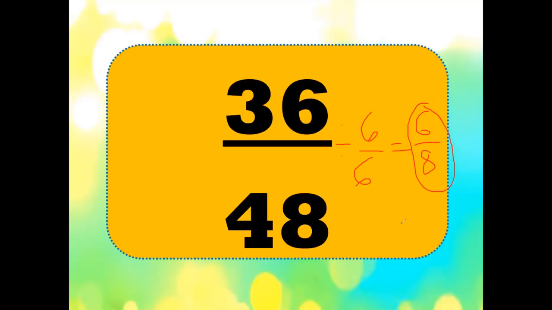6/8. Do you think it's already in lowest term? No, it's not. So we need to divide this by 2. 6 divided by 2 will be 3. 8 divided by 2 will be 4. So the lowest term of 36/48 is 3/4. Meaning, for the GCF we used 6 and 2, right? So the GCF of 36 and 48 is 12. If you divide this fraction by 12, you still get 3/4.